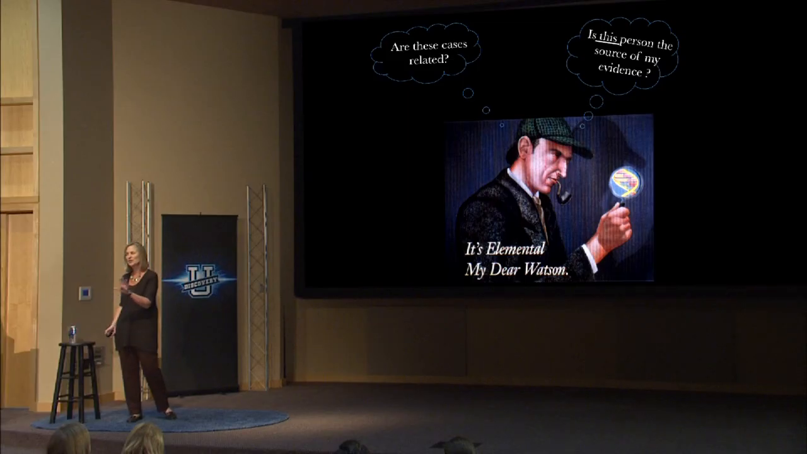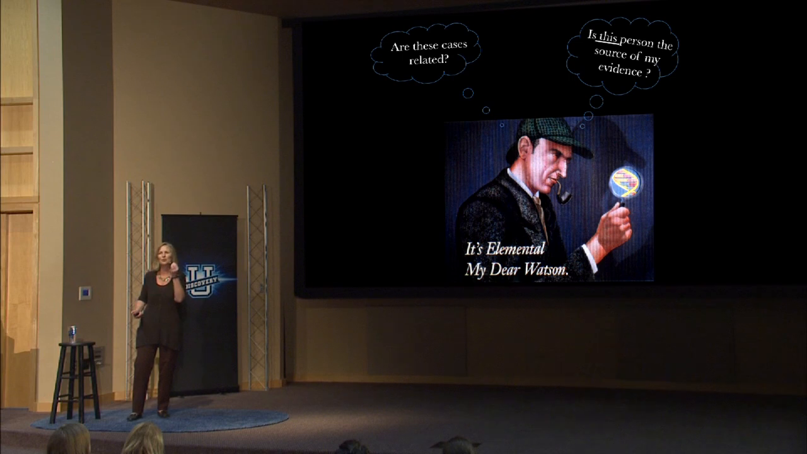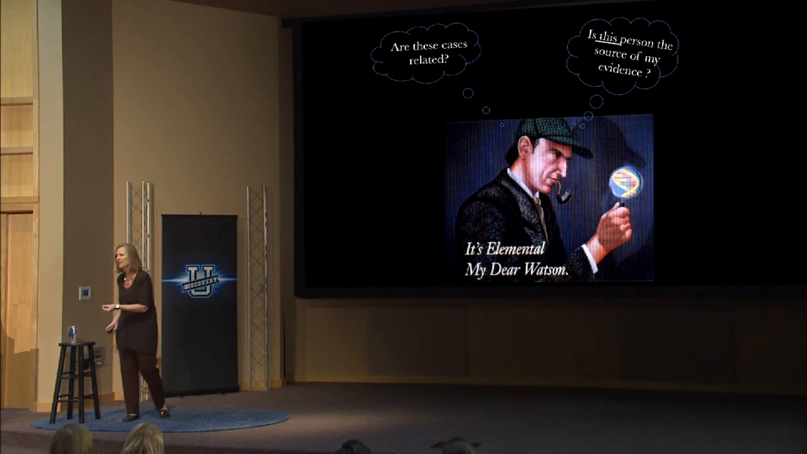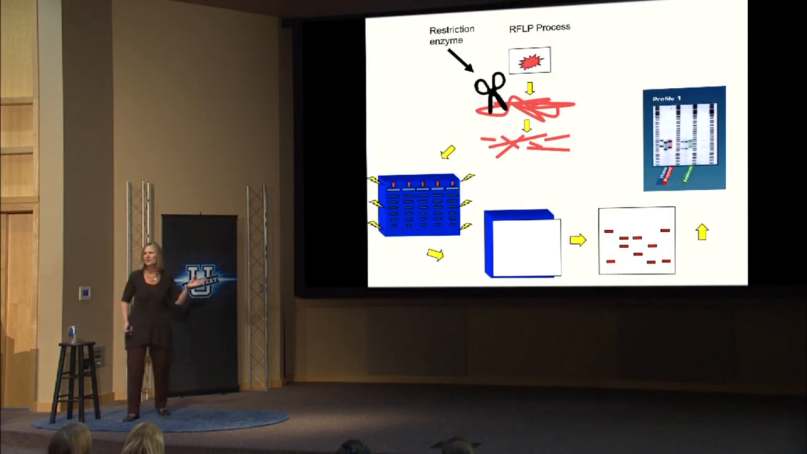So let's go back to what DNA detectives in the early 90s were able to do. We were able to answer, are these cases related? We were also hopefully able to say, if you gave me a reference sample, is this person the source of that DNA, or could I exclude them, as Dr. Alex Jeffries had done? We would use the RFLP process.